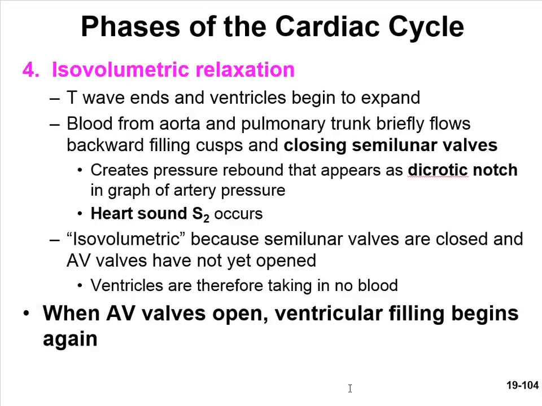Then the isovolumetric relaxation, this is that T wave on the EKG. The ventricles begin to expand. The blood from the aorta and the pulmonary trunk briefly flows backward, filling the cusps, and then closing those semilunar valves. That creates pressure rebound, and it appears as what's called a dicrotic notch in a graph of arterial pressure. It's that blood kind of slamming backwards on those valves, but the valves are closed, so it can't go through.